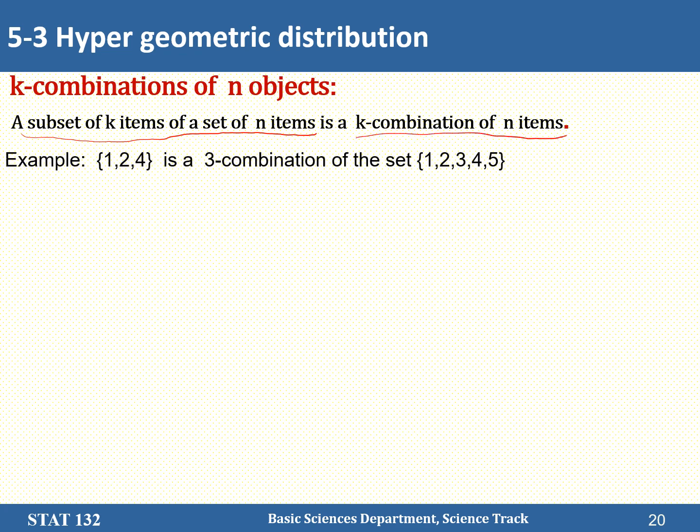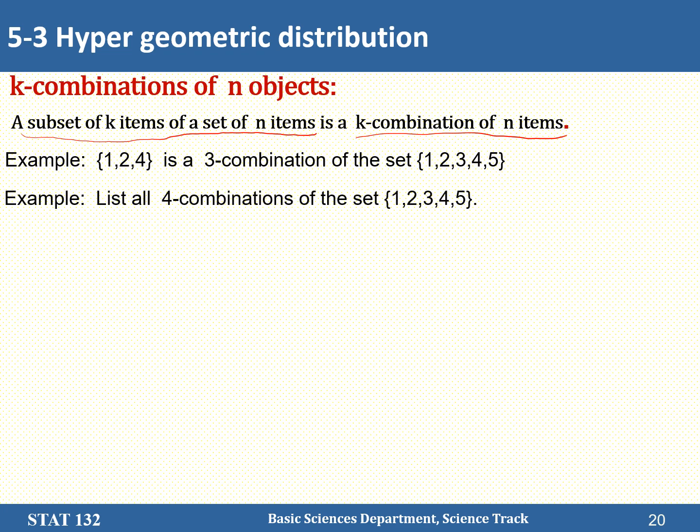Now, here is an example. 1, 2, 4 is just a 3 combination of the set 1, 2, 3, 4, 5. So, are there more 3 combinations? Yes. 2, 3, 4, 3, 4, 5, 1, 3, 5. And let's look at this example.